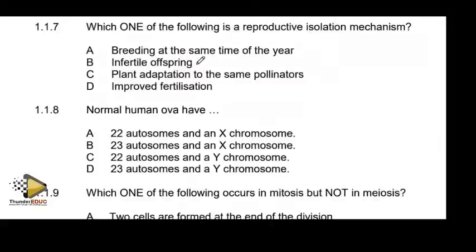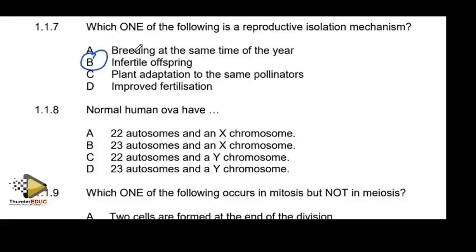Infertile offspring. This one is correct. Plant adaptation to the same pollinating agent: if it is the same pollinating agent, then they can't be isolated. Improved fertilization just increases the ability to bring about fertilization. So the answer is going to be B.